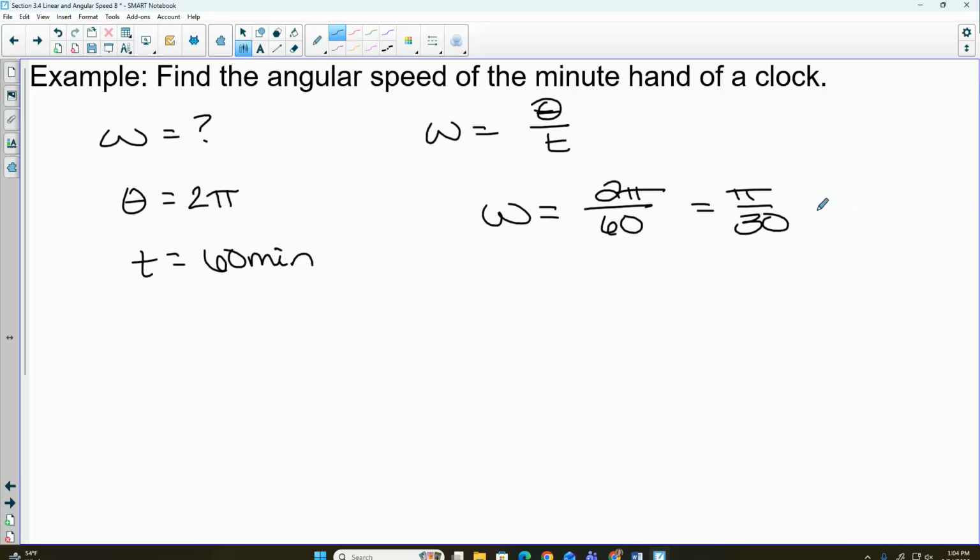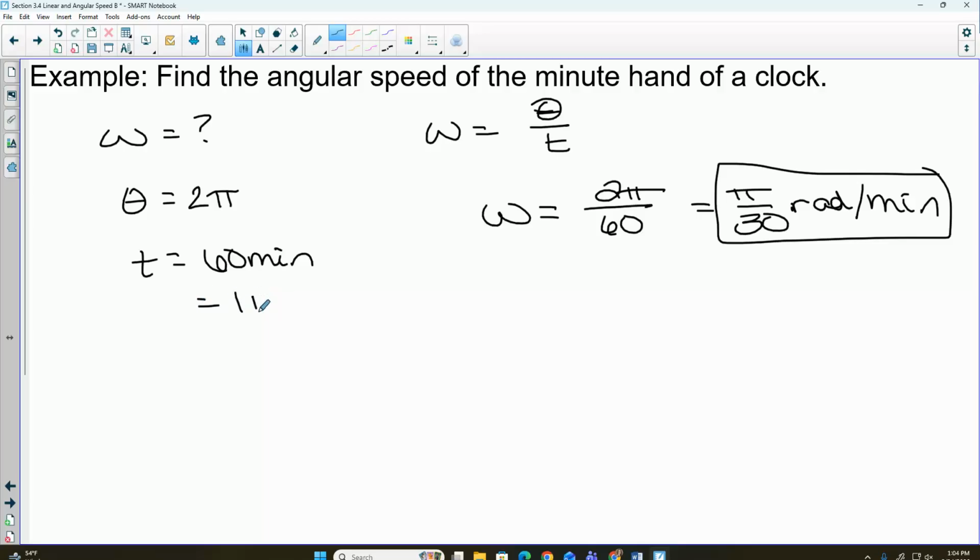What would my units be? My pi was in radians. My denominator was in minutes. Now, if you had done the 1 hour for your time, you would get something different, right? Which is why the units are important. If you did that, you would have 2 pi over 1 or 2 pi radians per hour. Okay, could you have also done it in terms of seconds? Absolutely. And you would have 3,600 seconds. So you would get pi over 1,800 radians per second. So units are important there.